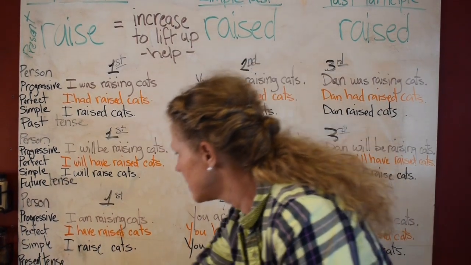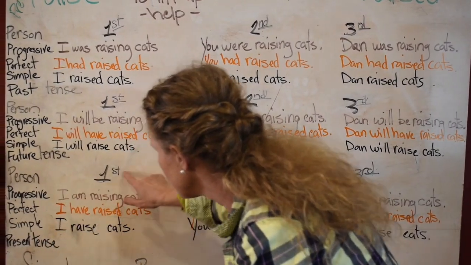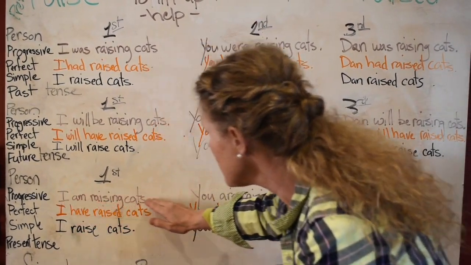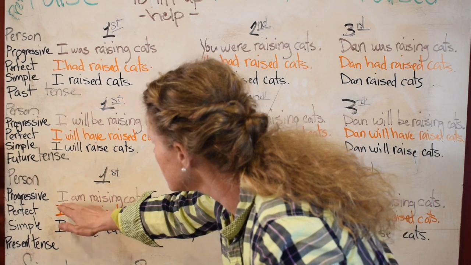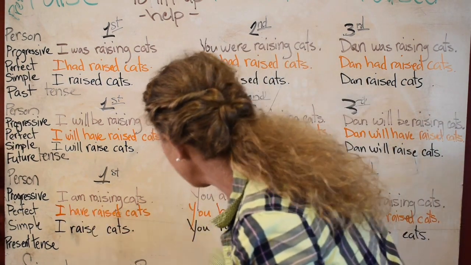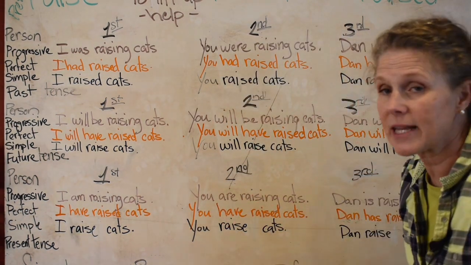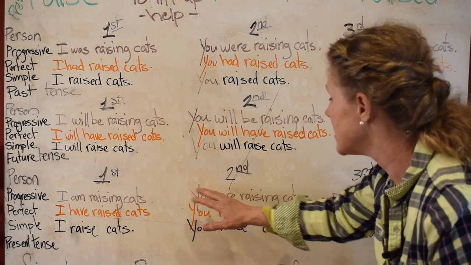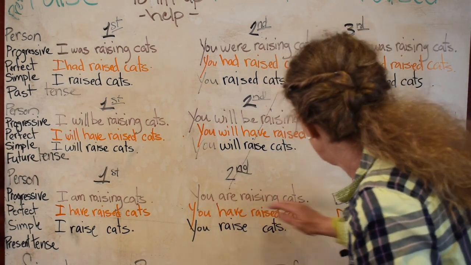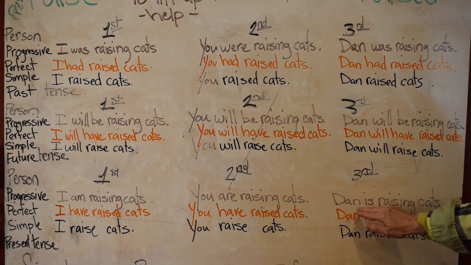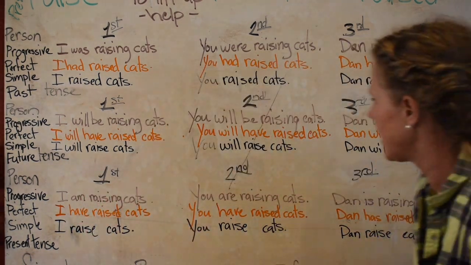Present tense. Now let's look at the progressive. We are in the singular, first person. I am raising cats. Look, you have to use the correct auxiliary verb. Singular takes the singular verb. I am raising cats. You are raising cats. Second person always takes are. Are is plural, but in second person, if you are saying it singular, it will be a singular verb. Dan is raising cats. Singular takes the singular in third person. See how present changes all over the place.